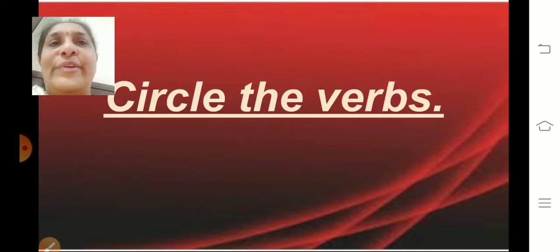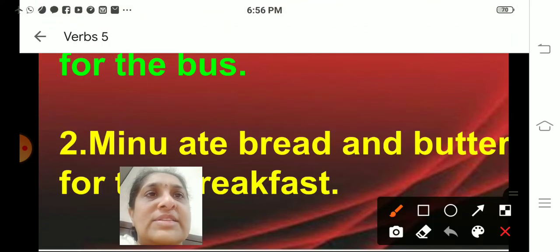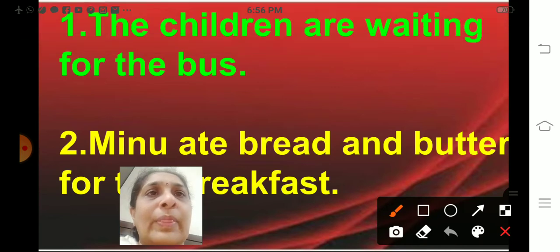The first activity is circle the verbs. You have to circle the verbs in the given sentences. See the first sentence. The children are waiting for the bus. What is the verb here? Waiting. Correct.